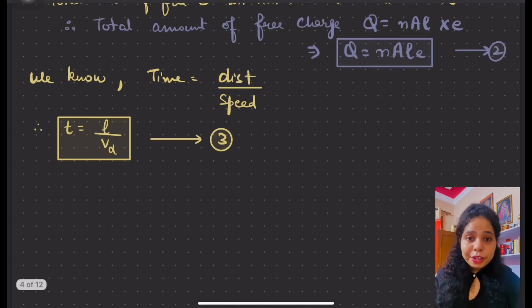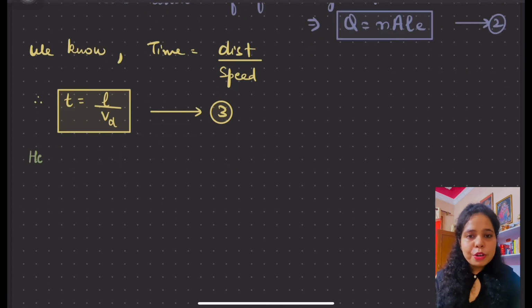Now we are going to use these two equations, equation number 2 and equation number 3, in equation number 1. So we are having I is equal to nALe divided by L upon Vd.